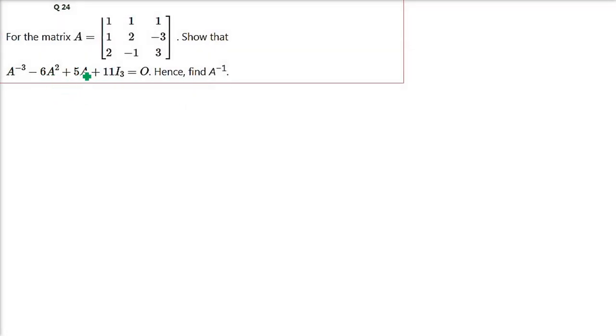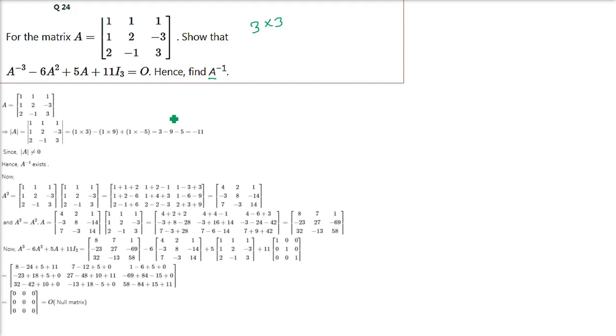So this is a kind of a different question. This is a 3 by 3 matrix. So we'll try to find out how to solve this. The steps will remain the same. It's not A raised to minus 3, it is A raised to 3. This is A raised to 3.